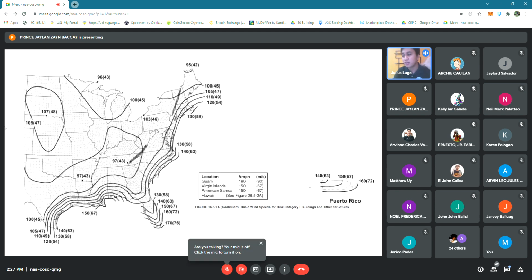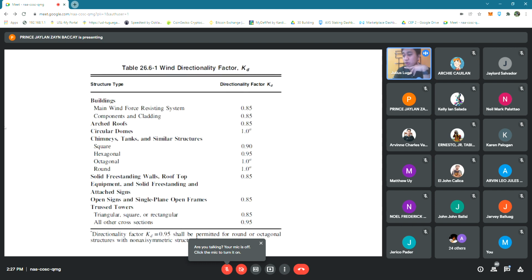So, next tayo, we have the wind directionality factor. So, the wind directionality factor takes into consideration the direction of the wind. Okay? So, the direction of the wind. Is it from the east side, the west side, the northern side, or the southern side, or is it on the facade of the building? Is it at the rear portion of the building? Mga ganyan. Okay? So we need to take into consideration the wind direction. Okay? So these are the wind directionality factors.